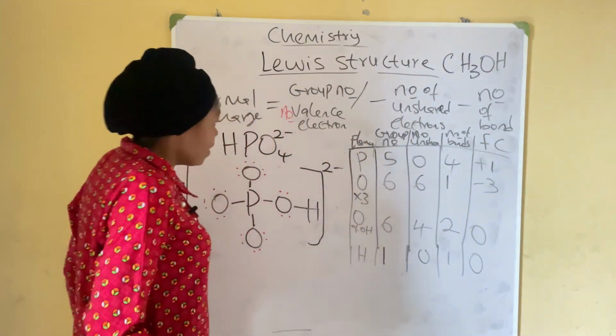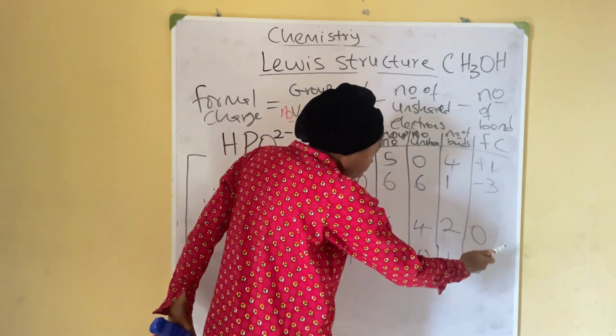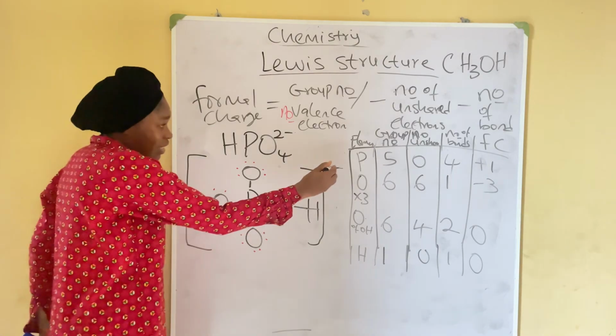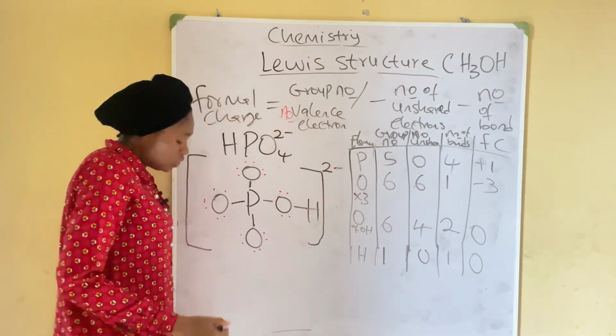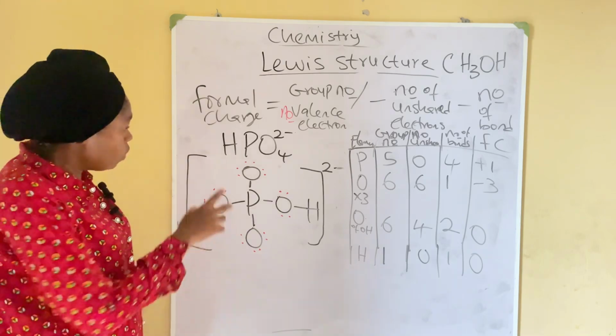So at the end, if I calculate the total charge, add up the formal charges, it will give me what? 1 minus 3, that's minus 2, which confirms that this charge, yes, is correct. But let's look at this. Is this structure actually the most stable structure for this?